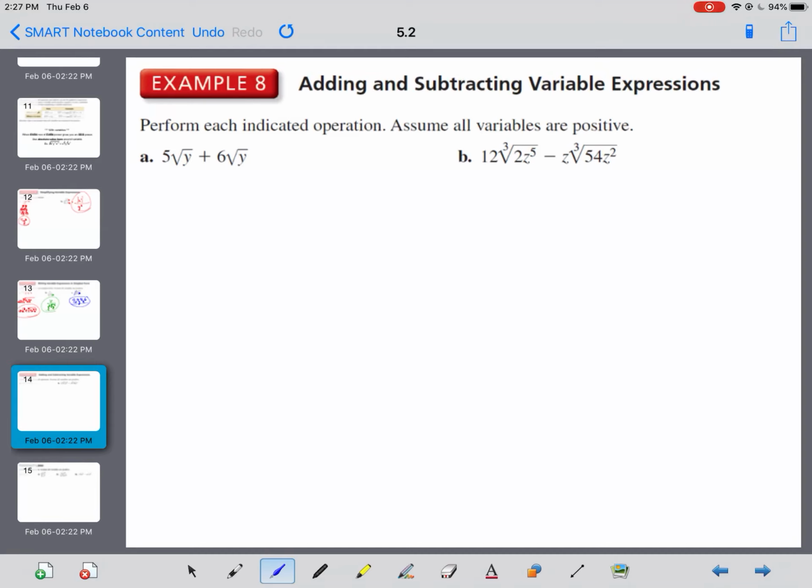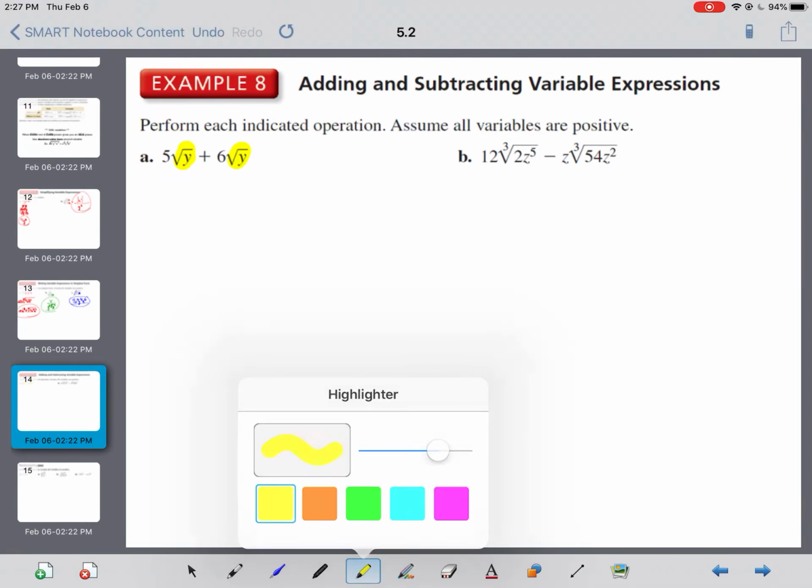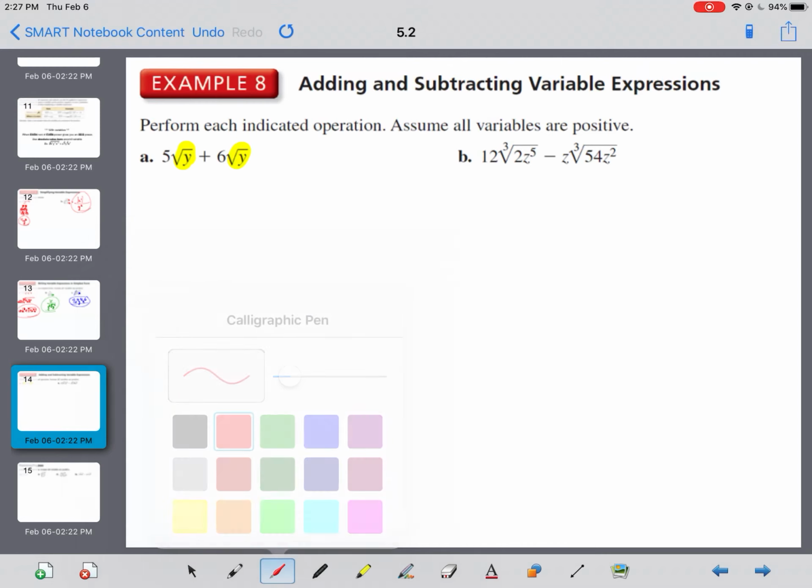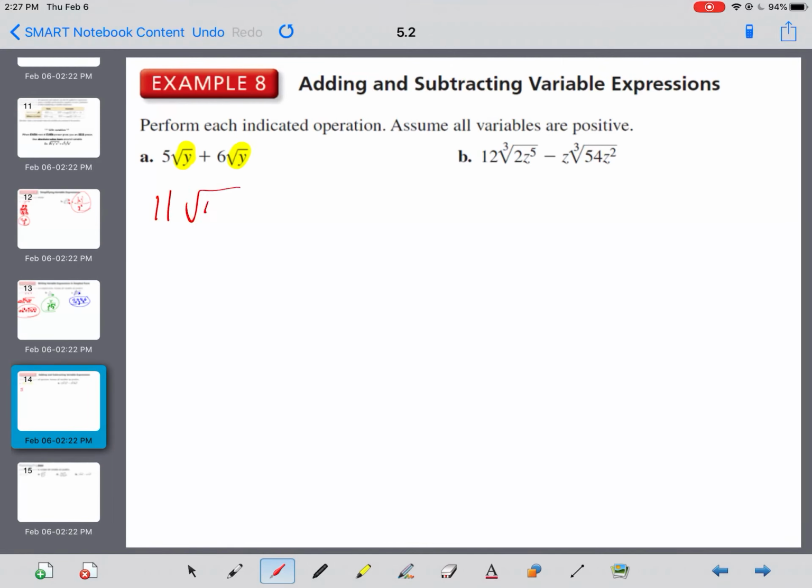Perform each indicated operation, assume all variables are positive. So we may have to move these things around a little bit to get them to look the same. So we can do it, but when you're adding and subtracting, it's just that coefficient number, and you need to have like things. So here we have square root of y and square root of y. So I literally have 5 of them plus 6 of them is 11 of them.